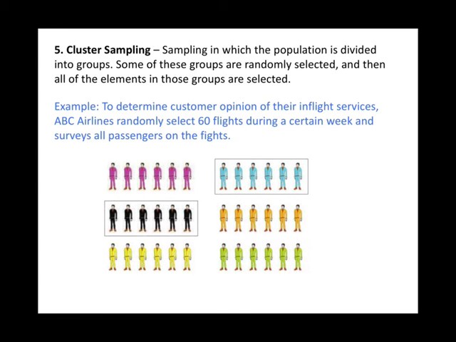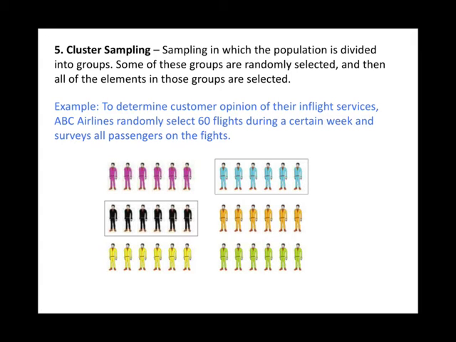Cluster sampling is sampling in which the population is divided into groups. Some of these groups are randomly selected, and then all of the elements in those groups are selected. Highlight this one: all of the elements in those groups are selected. This is really similar to stratified sampling. You divide it into subgroups according to some characteristic. After that, you close your eyes and just pick, okay, let me pick this group. So all the members in this subgroup will be my sample. Then I close my eyes again and pick here. All the members in this subgroup will be my sample.